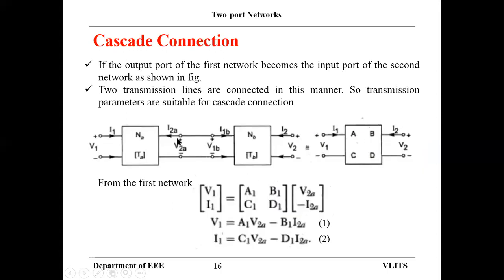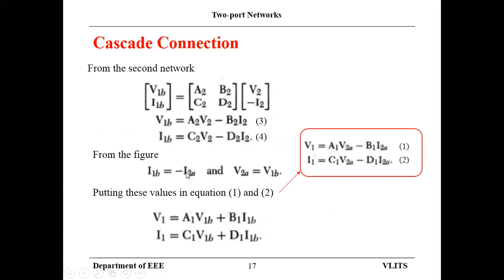Similarly, the output current of the first network is equal to the input current of the second network, because we have given the output of the first network as the input of the second network. So I2A is equal in magnitude to I1B, but the directions are opposite. So I2A is equal to minus I1B, or I1B is equal to minus I2A. We are taking the I1 direction as the reference, so I1 and I1B are in the same direction and I1B can be taken as positive, but I2A is in the reverse direction. That's how we write I1B equal to minus I2A and V2A equal to V1B.